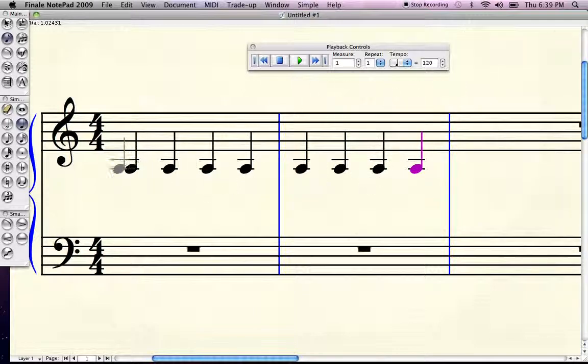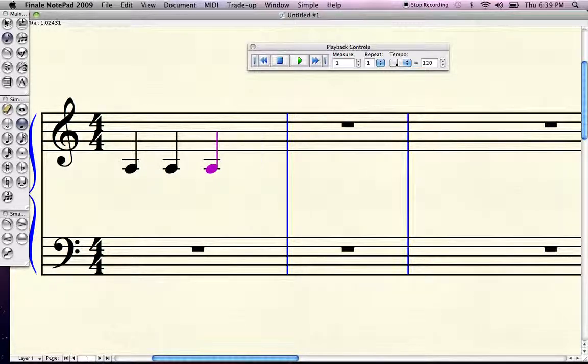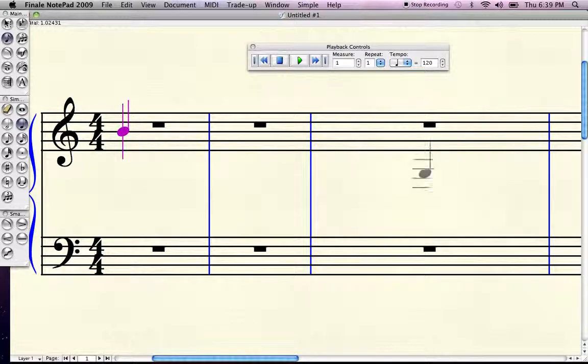So, 1, 2, 3, 4. Okay, let's take those out. Now, those are your quarter notes. See what they look like? They have a stem like that and a dot.